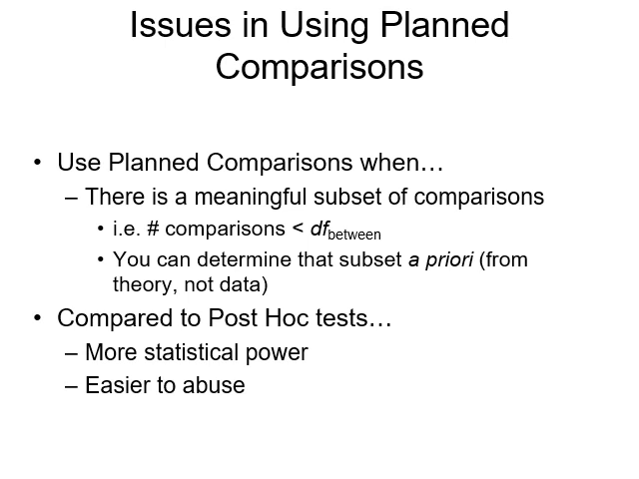So, picking up with and finishing on planned comparisons, the issues in using planned comparisons. We want to use planned comparisons when there is a meaningful subset of comparisons, i.e. the number of comparisons is less than the degrees of freedom between. So remember that in that case, degrees of freedom between, if you only have three conditions, is 3 minus 1, which is 2. So the only reason we would ever use planned comparisons if we only have three conditions or three groups in an ANOVA is if we're only interested in a single comparison.